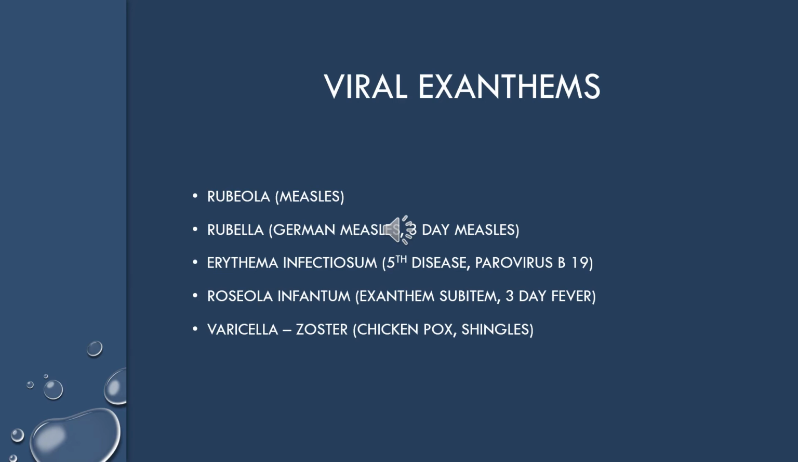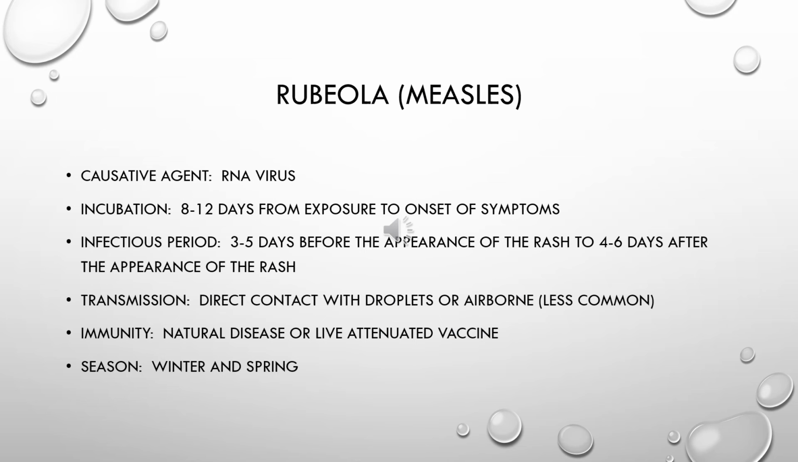Most viral infections, I should say, just need to kind of run their course. And then we just need to be watching for secondary complications. First viral exanthem that we're going to look at is the rubeola or measles.